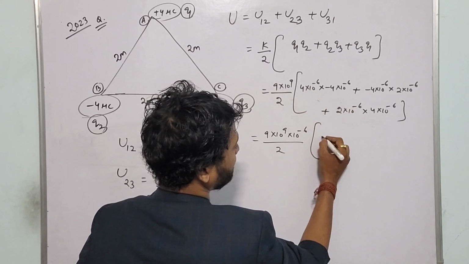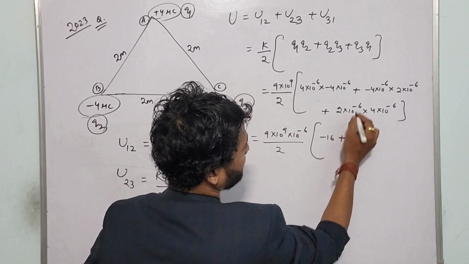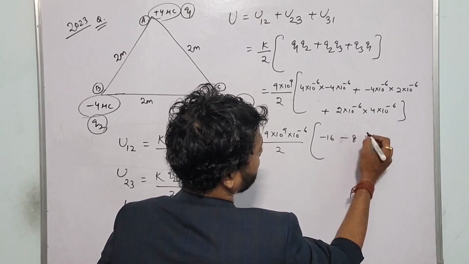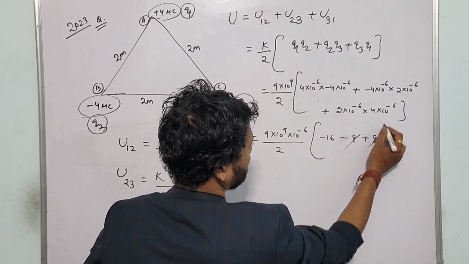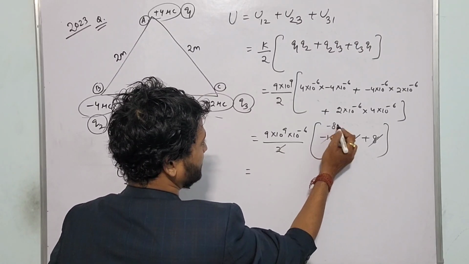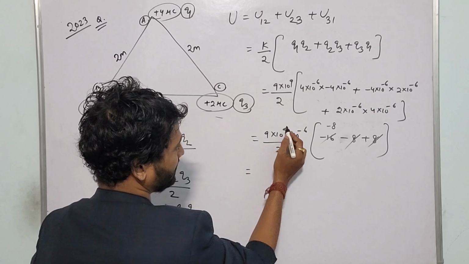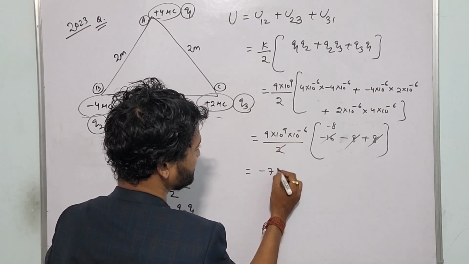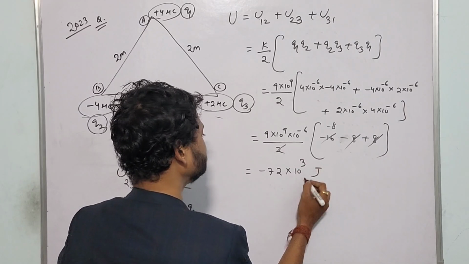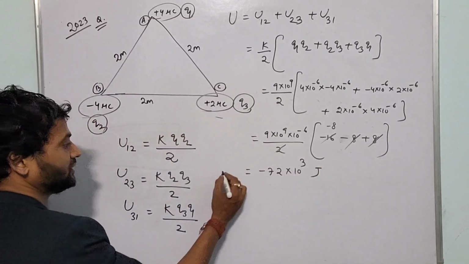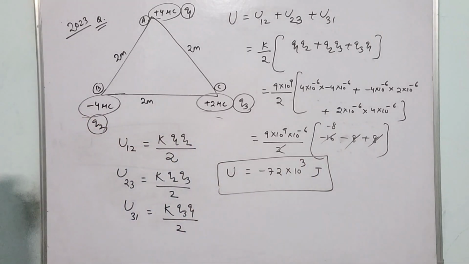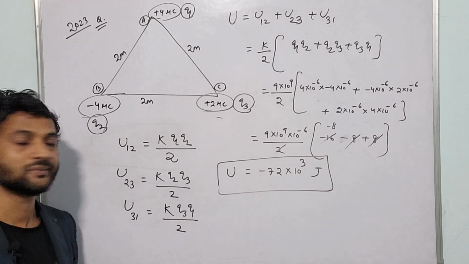So it is 4 into minus 4, minus 16, plus it is coming minus 8, and 4 into 2 it is plus 8. So it is cancelled. So answer is minus 8. So answer is minus 72 into 10 to the power 3 जूल. ये हो गया आपका टोटल पोटेंशियल एनर्जी. ठीक है, I think it is clear.